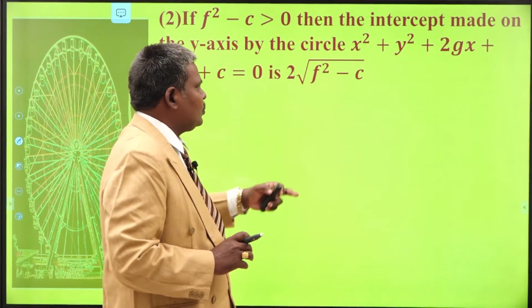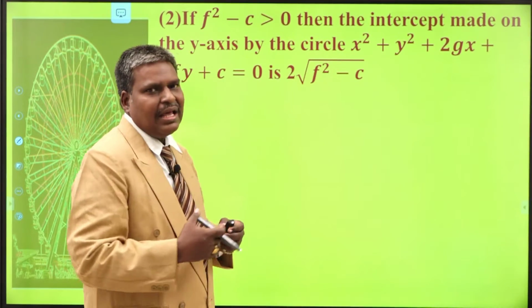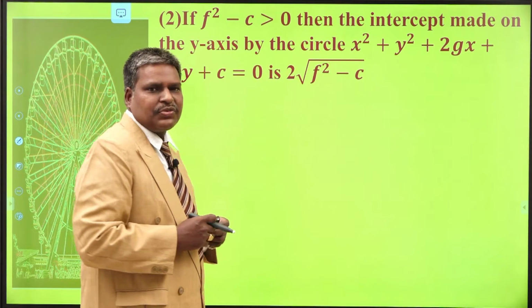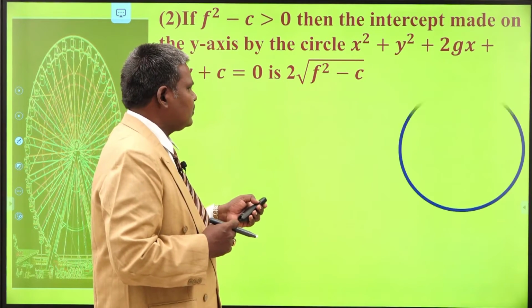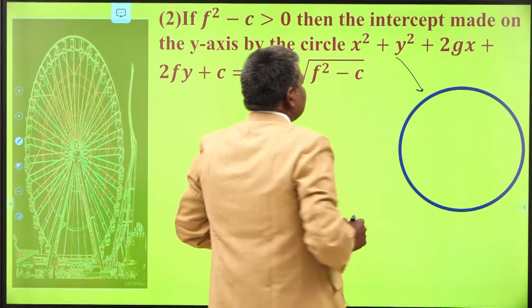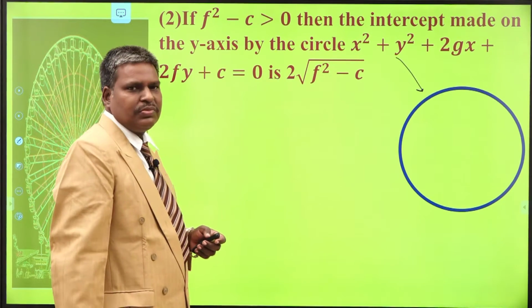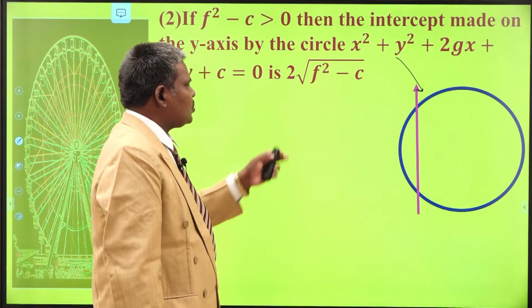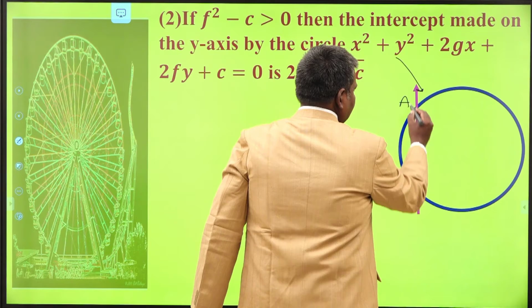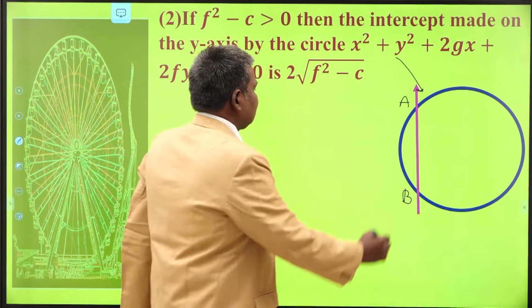So the circle is given to you. The y-axis intersects this circle S equals 0. Then what is the length? That is the theorem here: 2 into root of f square minus c. See here, this is my circle S equals 0: x square plus y square plus 2gx plus 2fy plus c equals 0. This is the y-axis. It intersects my circle at A and B, say. Now you have to find out this length.